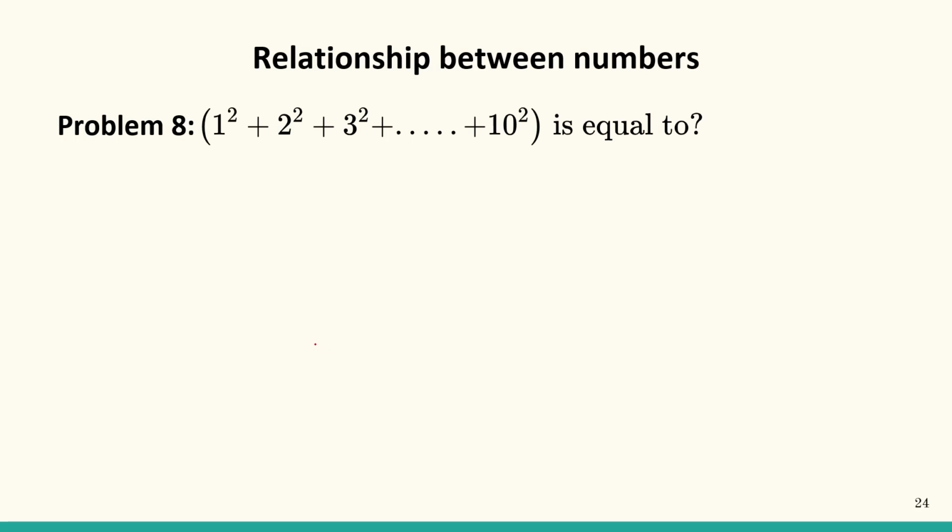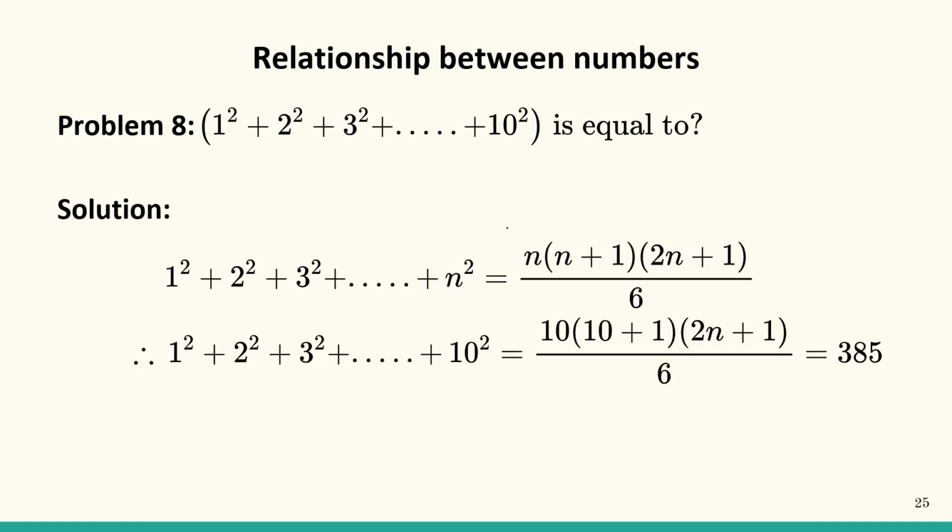So what problem number 8 asks us to do is evaluate the sum of squares of natural numbers up to 10. You can do it manually, but you all know that is the dumbest way to evaluate this, since we already have a formula: the sum of n squares is equal to n into n plus 1 into 2n plus 1 whole by 6.